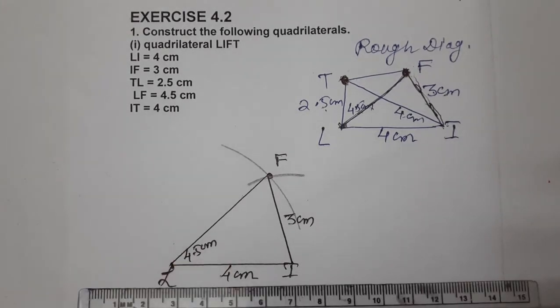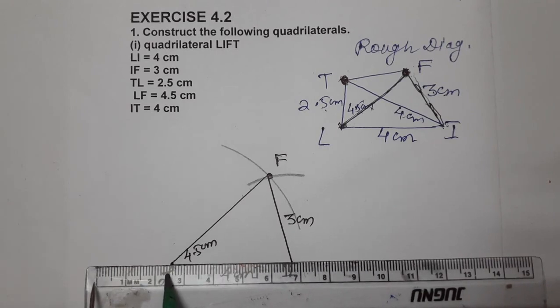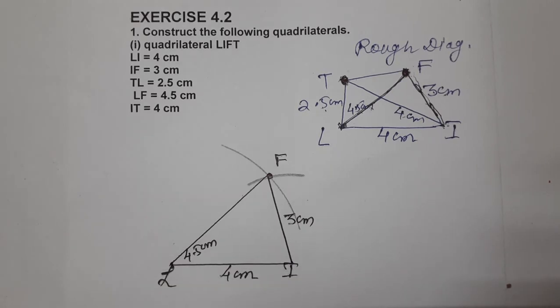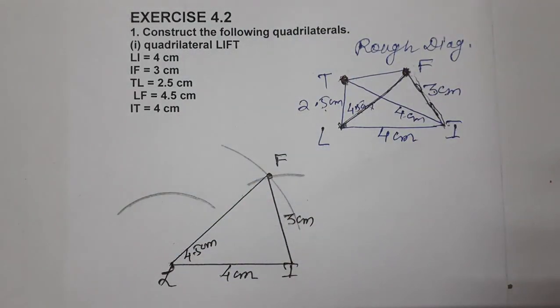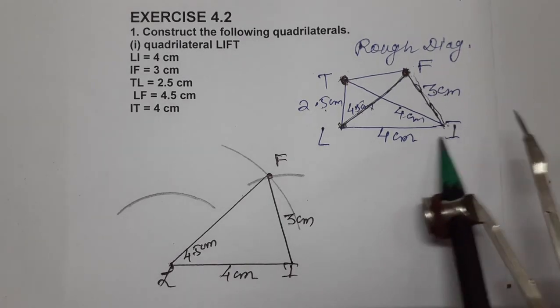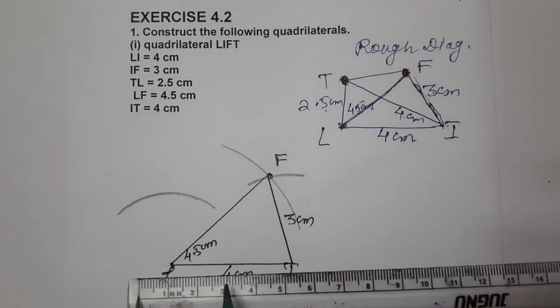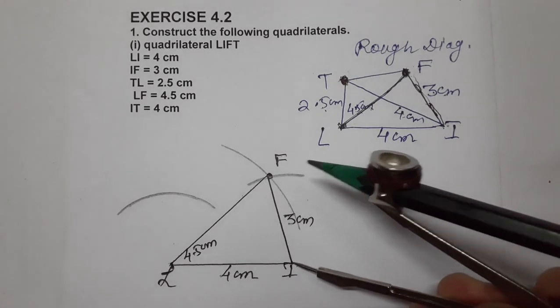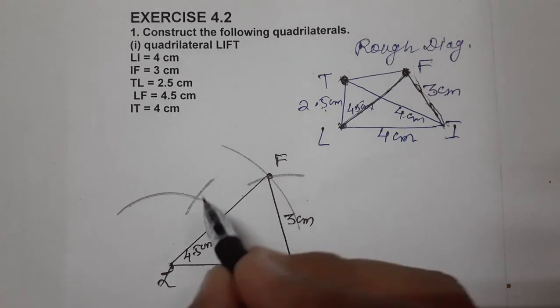So let's measure 2.5. So L to T, draw an arc, and I to T. I to T is 4 centimeter. So let's measure I to T also 4 centimeter. So this is 4. Now cut the previous arc. So it meets here at T. Give this the name T.